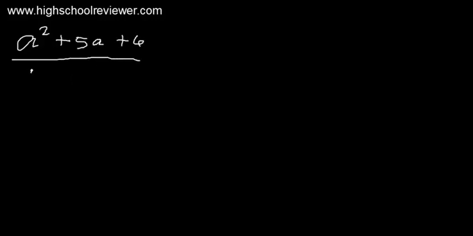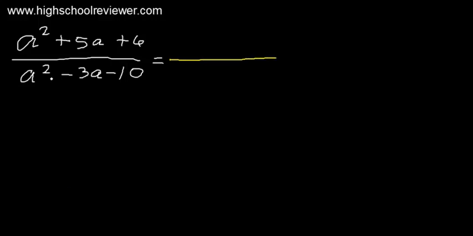Simplifying rational algebraic expressions. How do we simplify rational algebraic expressions? Let's have an example. We have here a squared plus 5a plus 6 all over a squared minus 3a minus 10. Now, how do we simplify algebraic expressions? To simplify an algebraic expression, the first step that we need to do is to factor out the expressions.